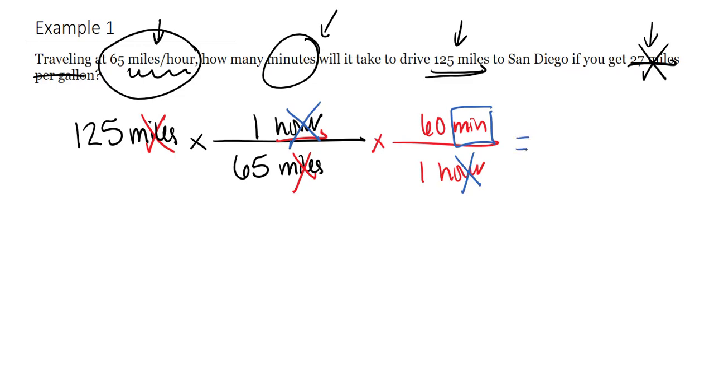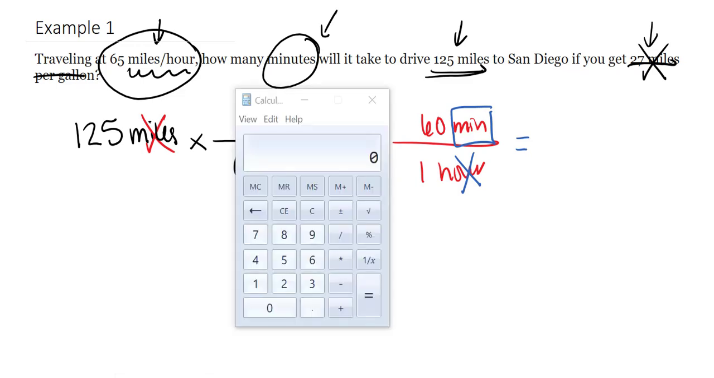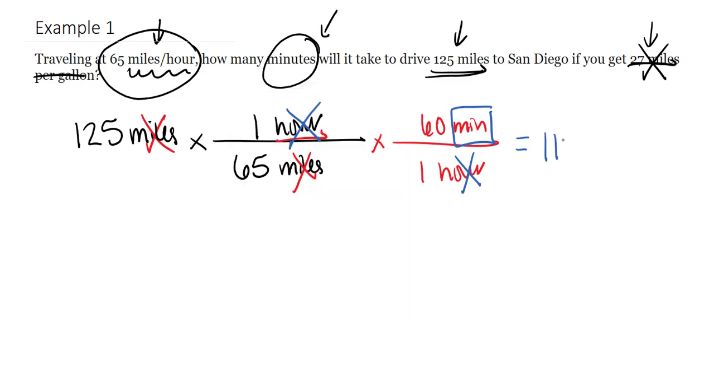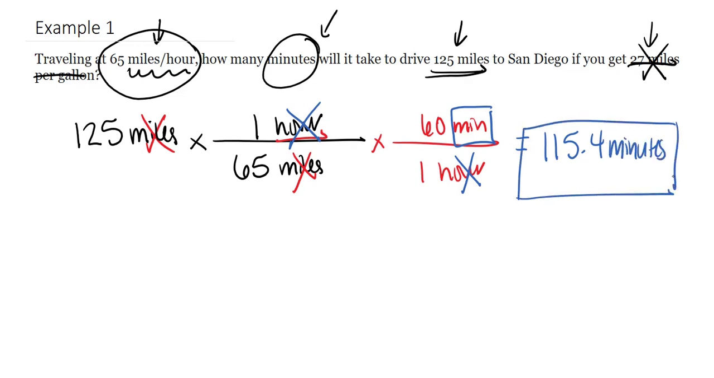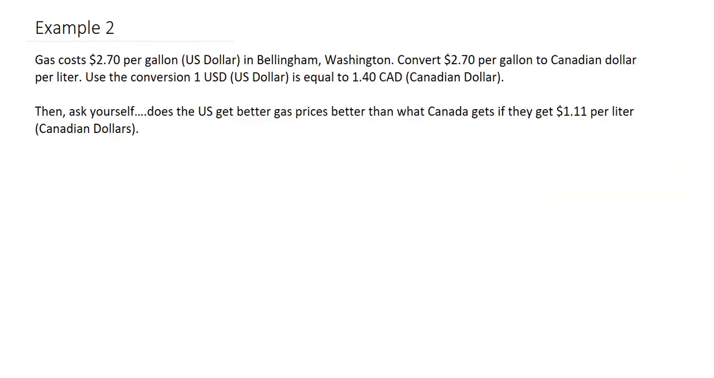So all we need to do is now multiply everything on top and then divide by what's on the bottom. So let's get our calculator. So we have 125 times 60. And we're going to go ahead and divide by 65. And we get 115, and we'll just round to the nearest tenth. So 115.4. And that's in minutes. So just shy of 2 hours we're going to get there. Now let's do another example.